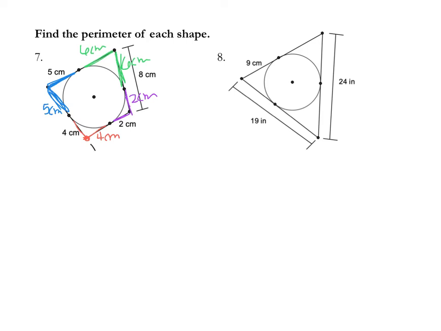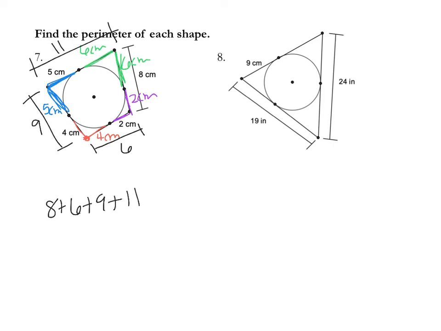So then I'm just going to fill in all the big pieces. This big side then is 6, this big side is 9, and this big side is 11. So to find the perimeter, we're just adding up all those big numbers. So it's going to be 8 plus 6 plus 9 plus 11, and that's going to come out to 24 centimeters.